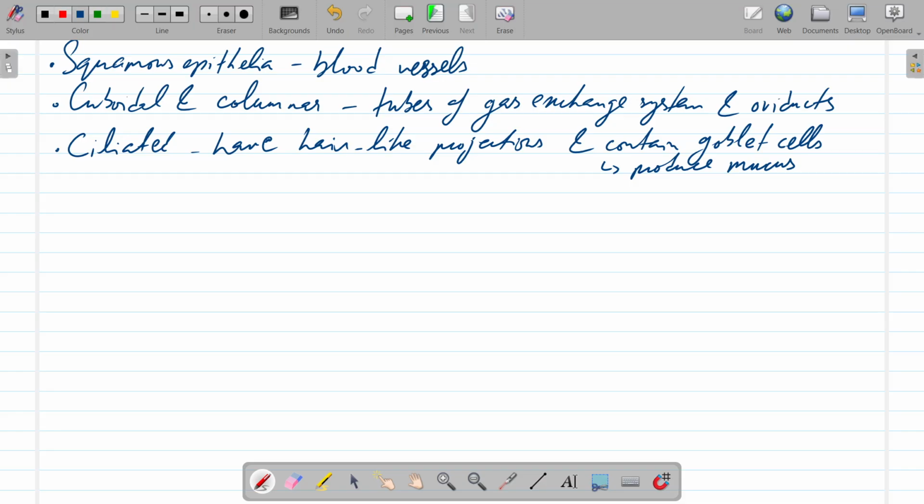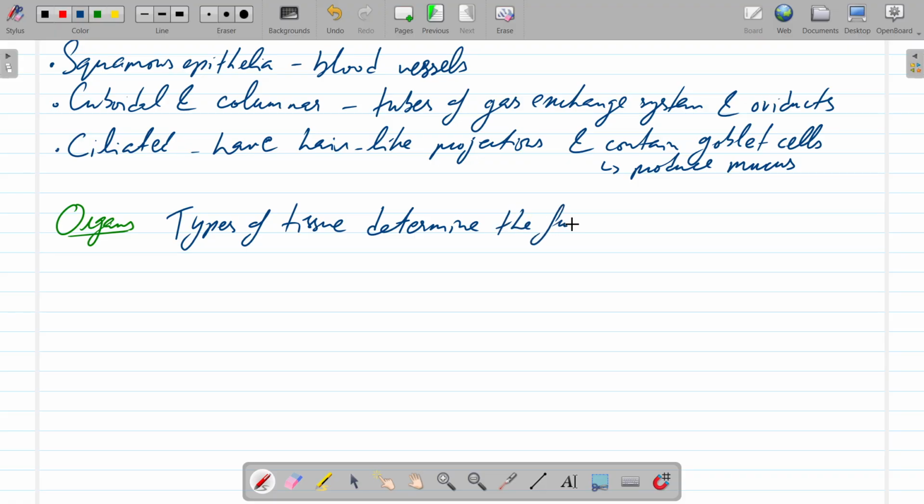Then you've got organs. As I mentioned, different tissues come together, they group together in a structure to form an organ. Depending on the type of tissues that come together, not only the main types but the subtypes of those, the types of tissues determine what the function of the organ could be.